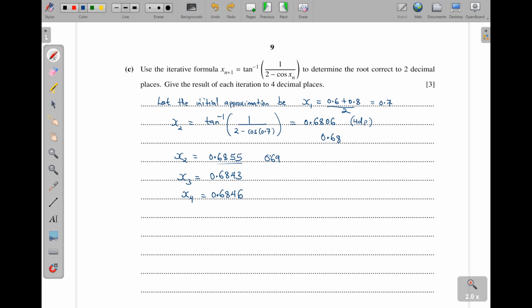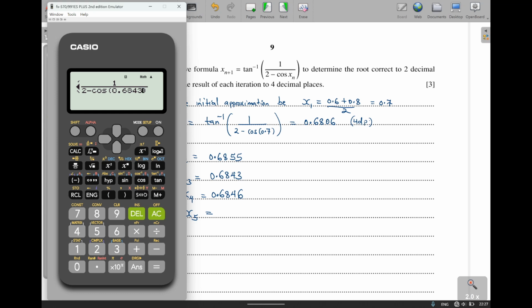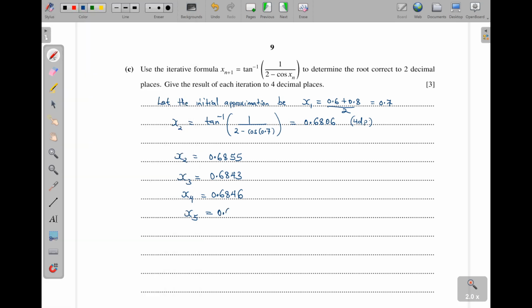So we need to put back this one that we have gotten, and then we see what we get. We just come back here, and then we put 0.6846. So we get 0.6845. Now these three all round to the same figure, 0.68 to 2 decimal places. So therefore, the root x is equal to 0.68 to 2 decimal places.